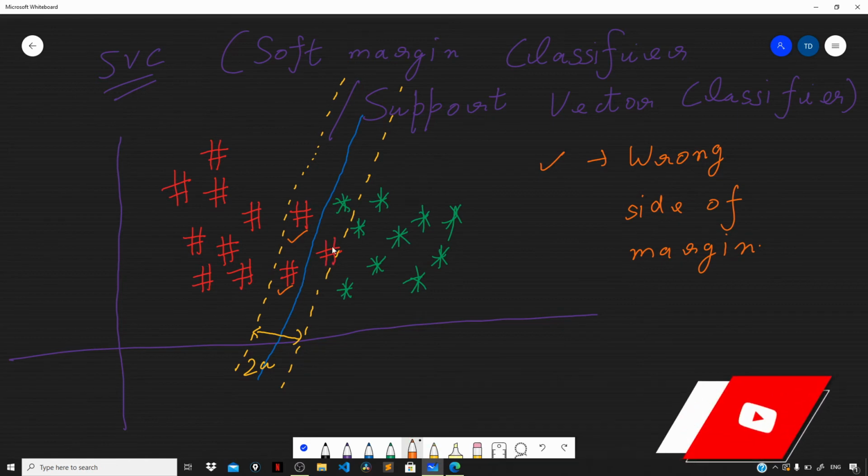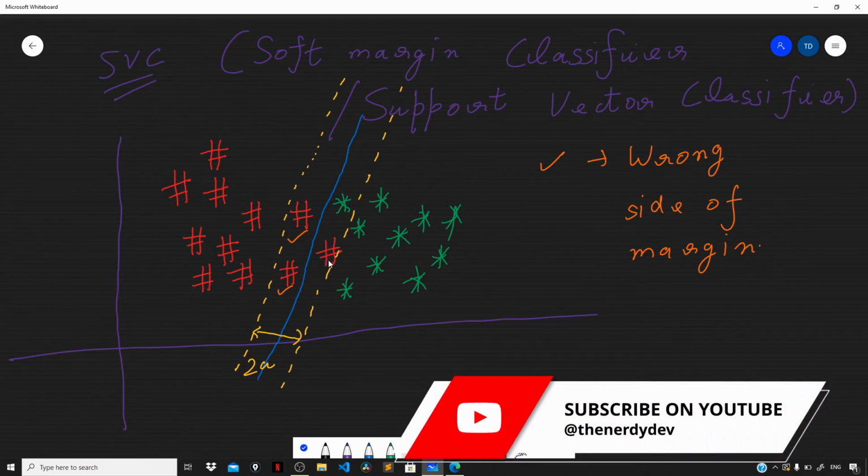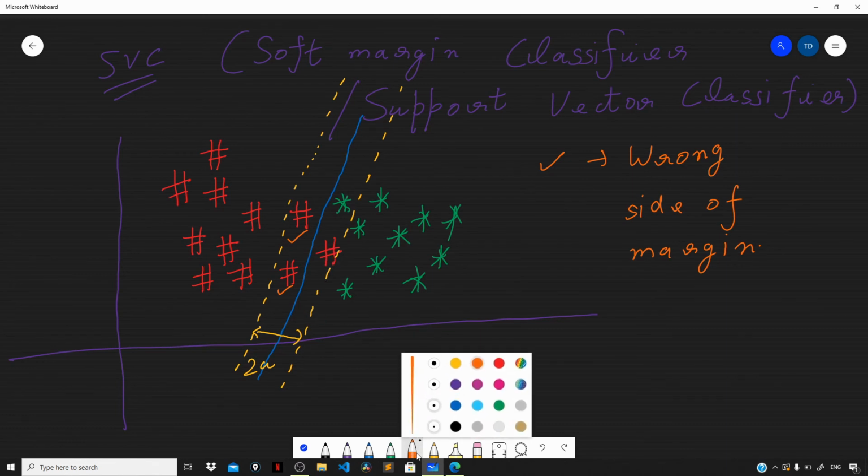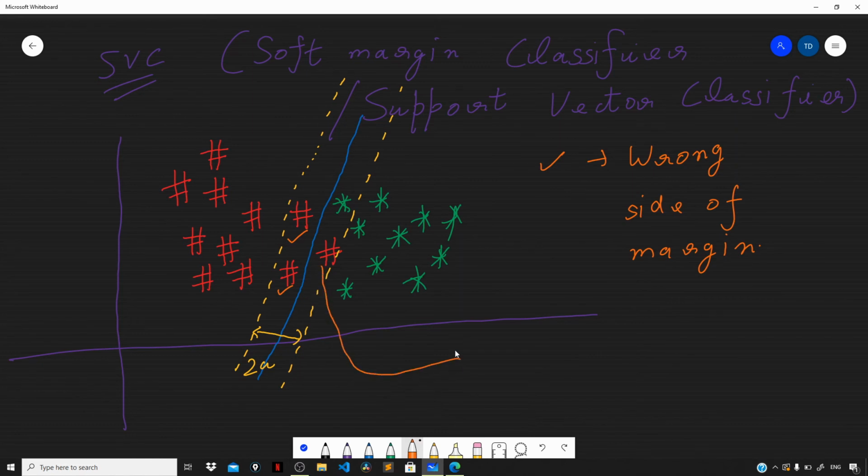Now if we talk about this hash point, this is on the wrong side of the hyperplane. This should have been to the left of the hyperplane, right? But this is on the wrong side of hyperplane. And this asterisk which we are having within the margin is correctly classified, because all the points that are represented by asterisk lie to the right of the hyperplane. So this is correctly classified. But this one is misclassified because it is on the wrong side of the hyperplane. So let me write this down. This point is on the wrong side of the hyperplane, right?